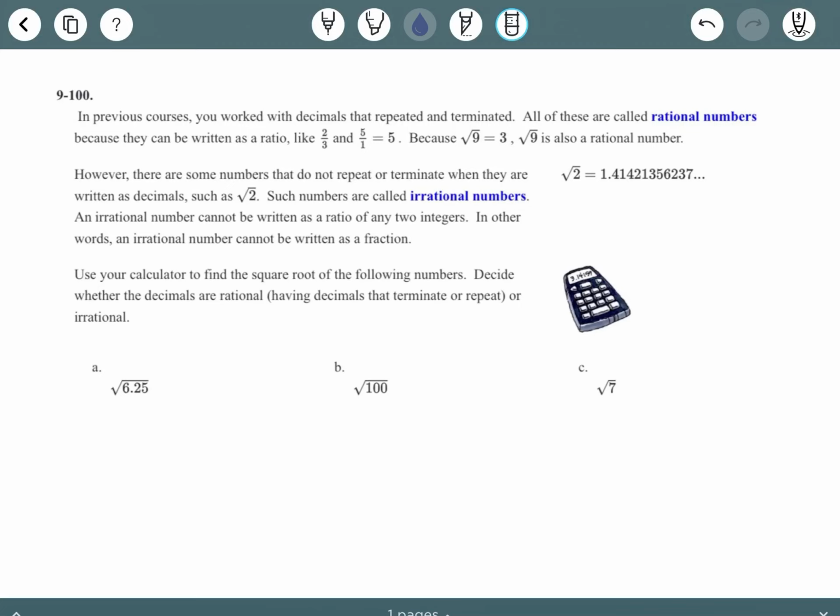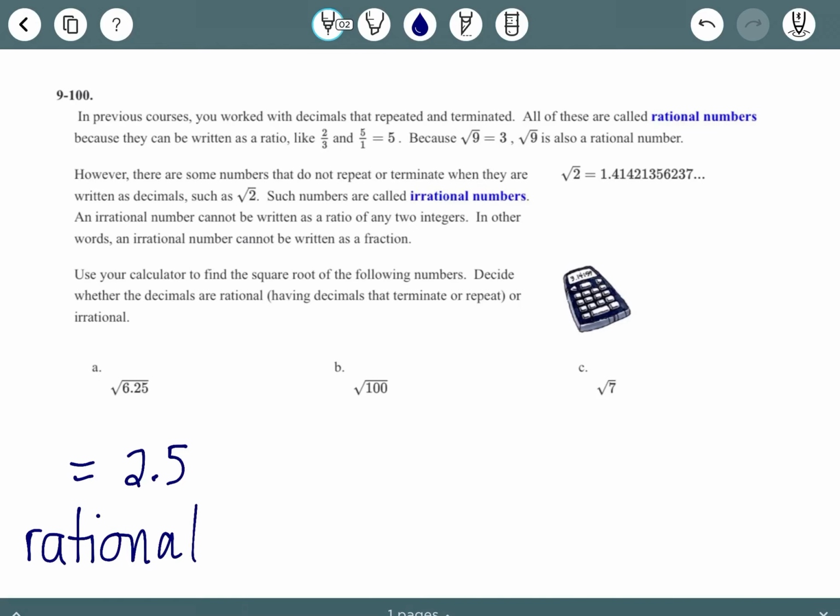All right, so if we put part A into our calculator, the square root of 625, we should get 2.5. Now, you'll notice that this is a decimal. It doesn't go on. It's 2.5, so it ends or it terminates. So a terminating decimal just means one that ends. So we would say that this is a rational number then.